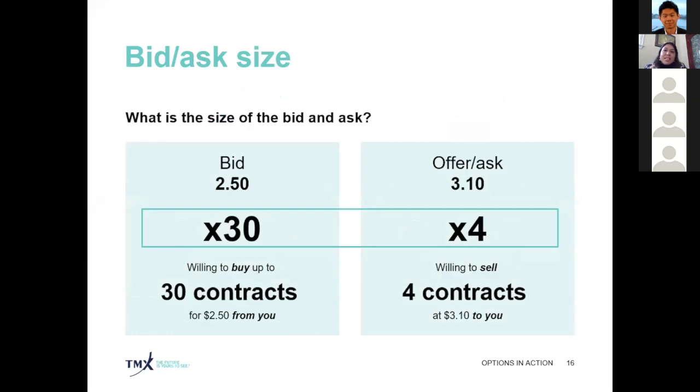The next thing is the size on the bid-ask. Here you have the bid, for example, times 30, and the offer has times 4. What does that mean? That means a collection of 30 contracts are available to buy from you for $2.50, and in turn, you are able to sell 30 contracts of your option series at $2.50. The offer side means that someone is willing to sell 4 contracts at $3.10 to you right away, and you're able to buy 4 contracts for $3.10.